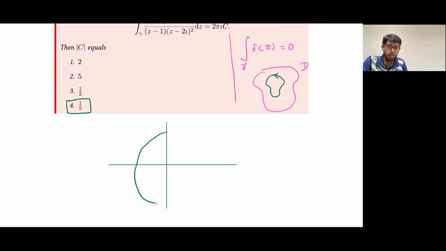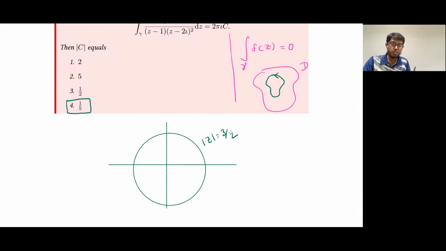So this is my mod z equals 3 by 2. You see that 1 is inside this. So 1 is basically here, z equals 1. Yeah, so 1 is there, and therefore the given function is not analytic.